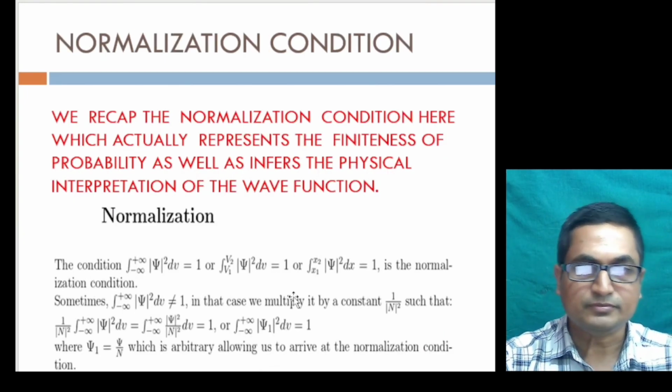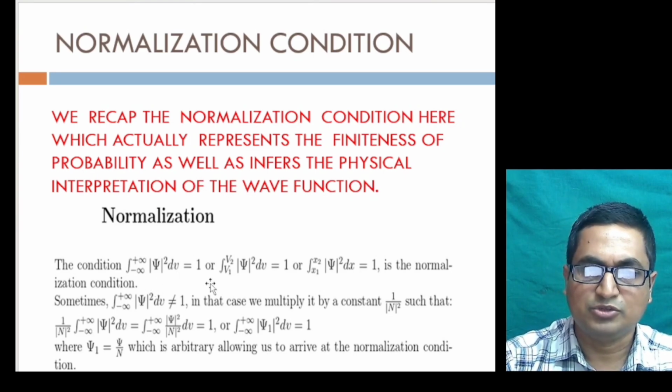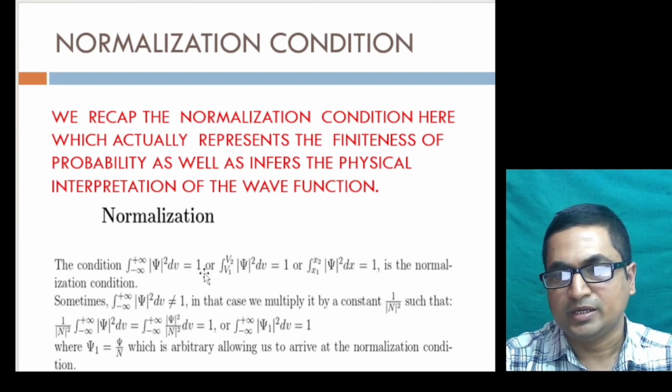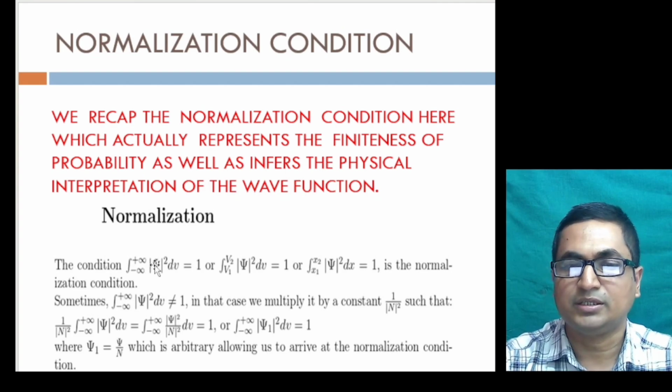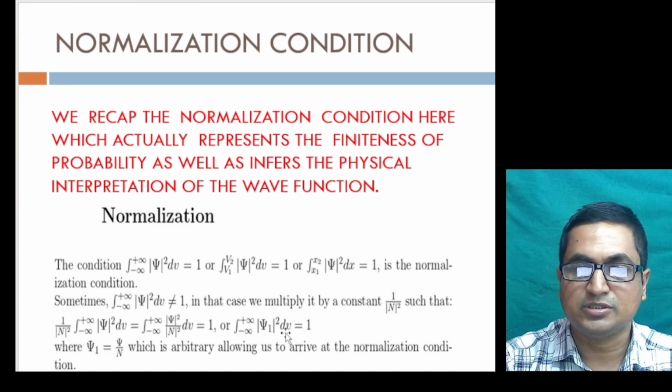Then we recap the normalization condition again here. As we know, the normalization condition is simply the statement that the probability is conserved, or that the maximum probability is 1. In the case that sometimes this is not equal to 1, we multiply this by a constant, 1 by n square, and in that sense it becomes this. This new wave function is now psi 1, the normalized wave function given by psi by n.